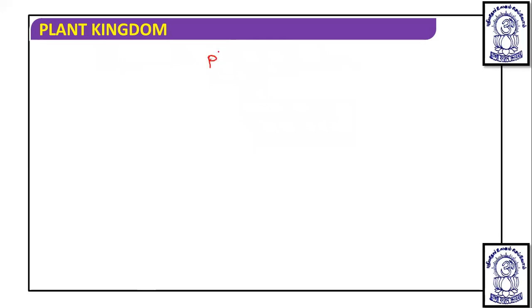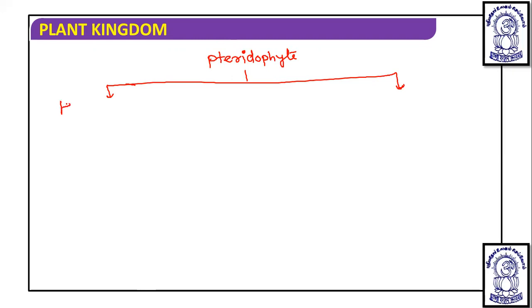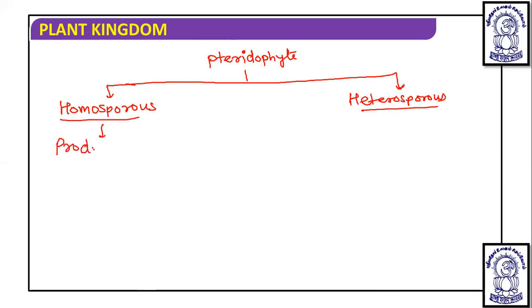So if we talk about pteridophytes, they are of two types. They can be homosporous and can be heterosporous. Homosporous pteridophytes produce only one type or kind of spore, whereas heterosporous produce two types of spore.